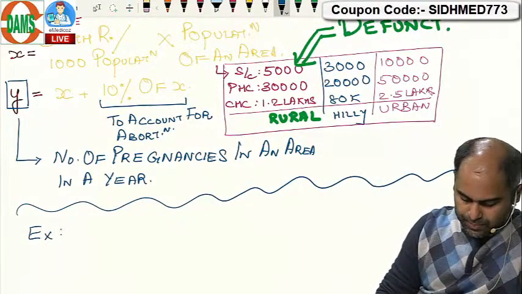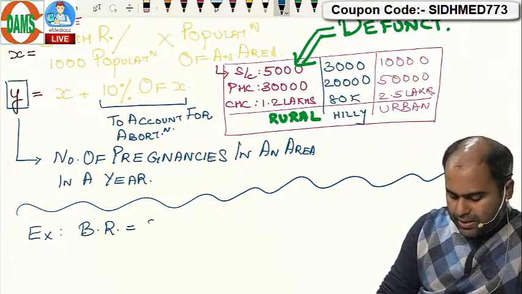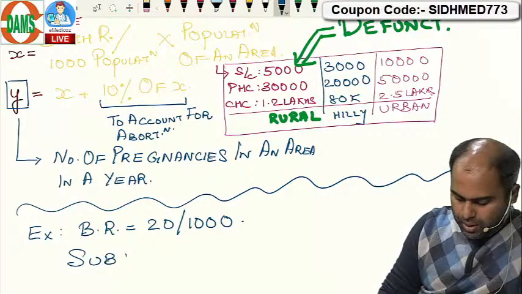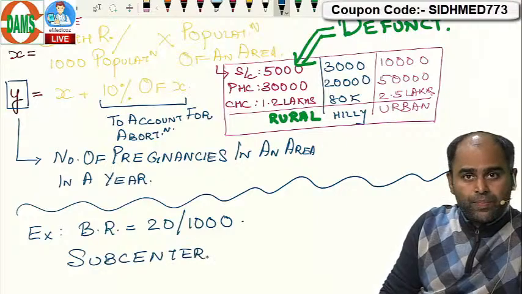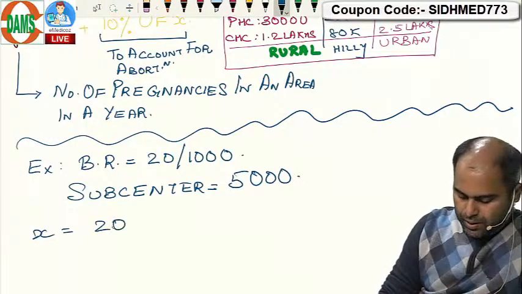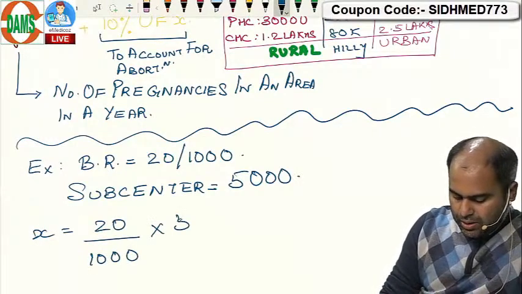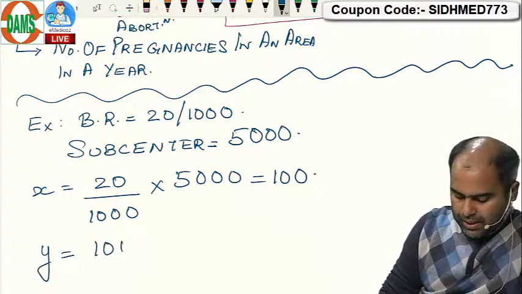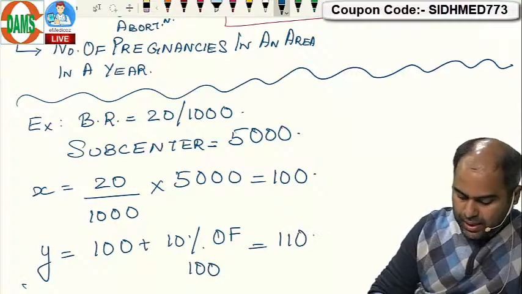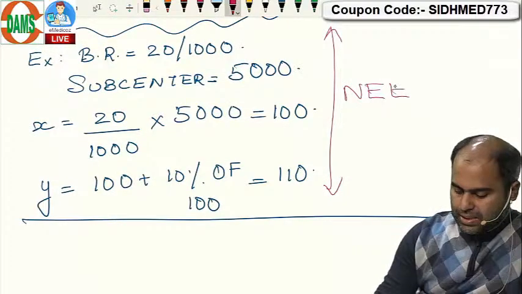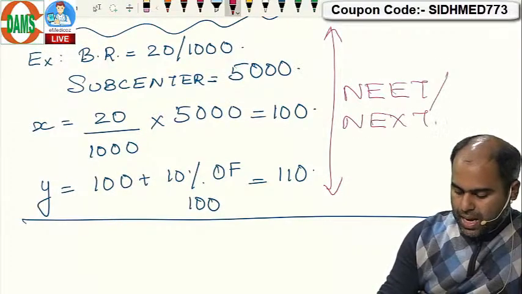So let us take an example. Birth rate is 20 per 1000 and I am talking about sub-center population, which is 5,000. So X will be 20 per 1000 into 5000, which is 100. Y will be 100 plus 10% of 100. Answer is 110. This is what NEET or NEXT ask.